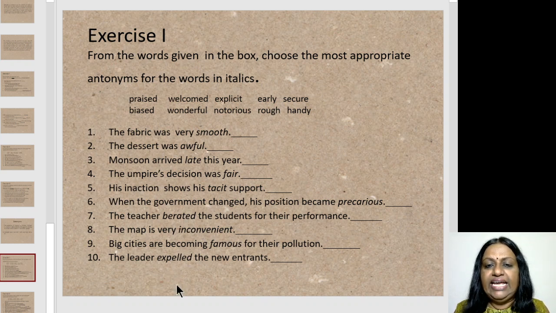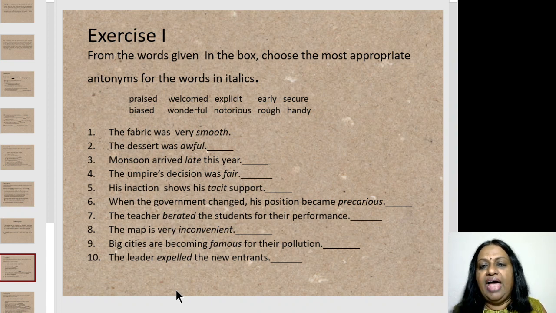Let's move to the second sentence. The desert was awful. We need an antonym for awful. So let's pick wonderful. The desert was wonderful. Sentence 3, monsoon arrived late this year. We need an opposite, an antonym for late. So let's look at the list of words that's been given to us. Let's pick the appropriate antonym, and that would be early. The monsoon arrived early this year.